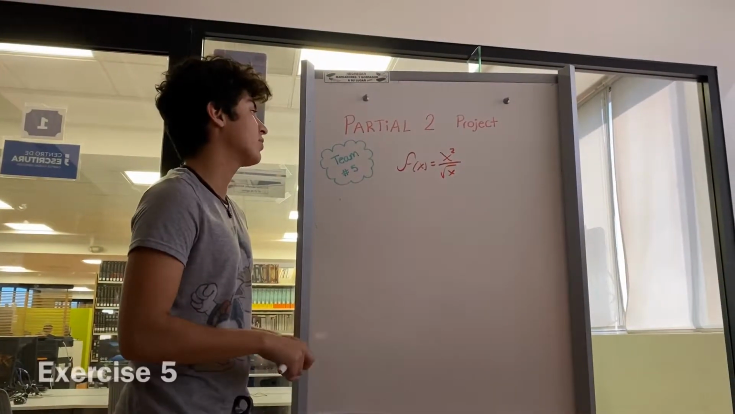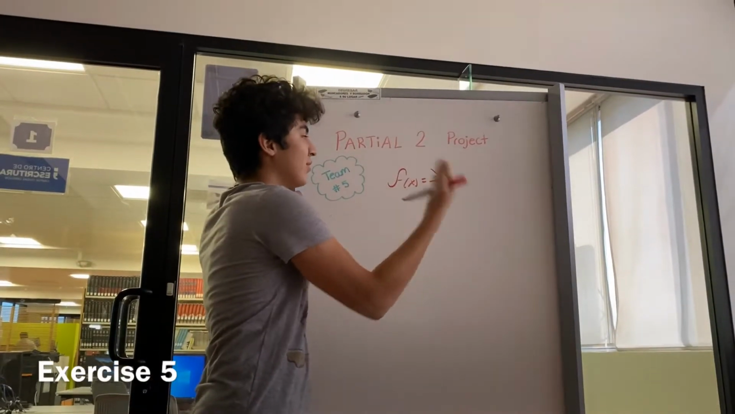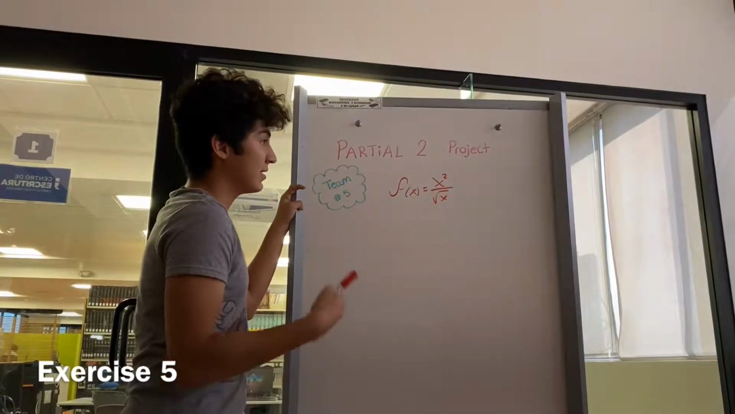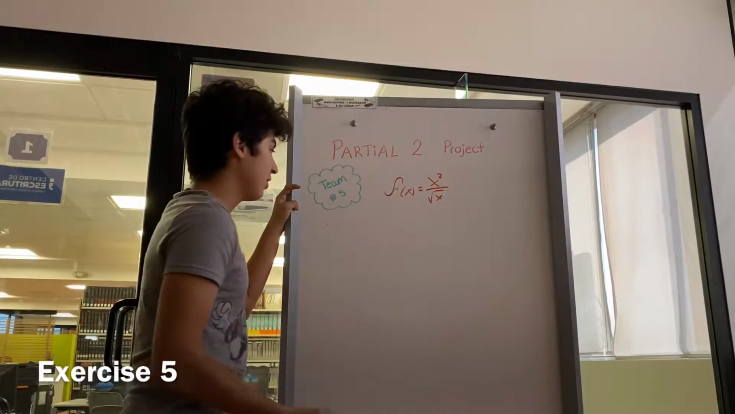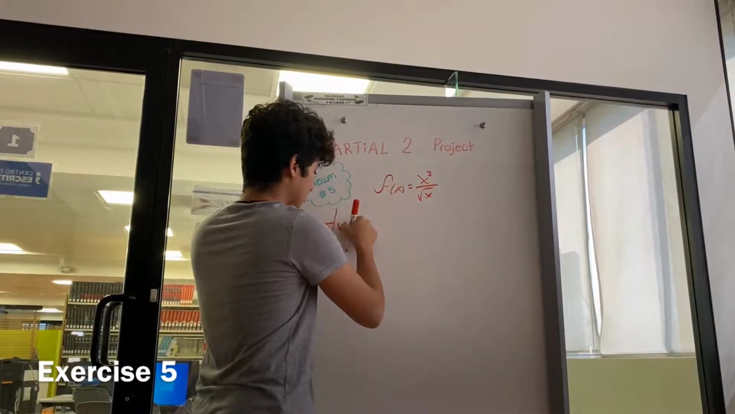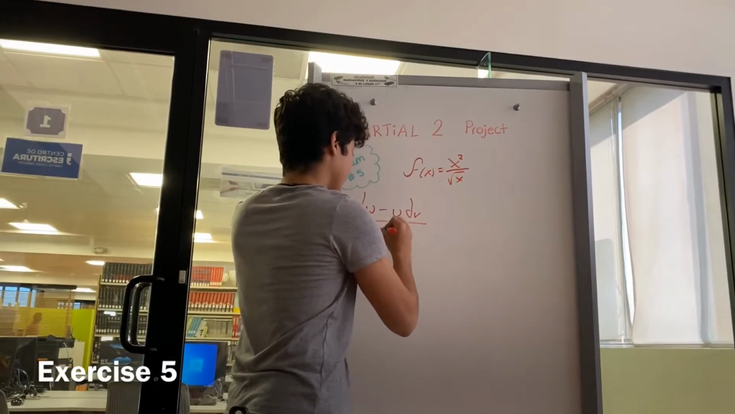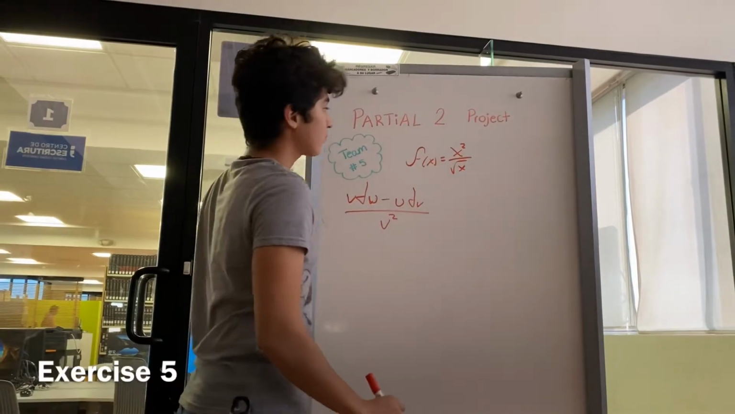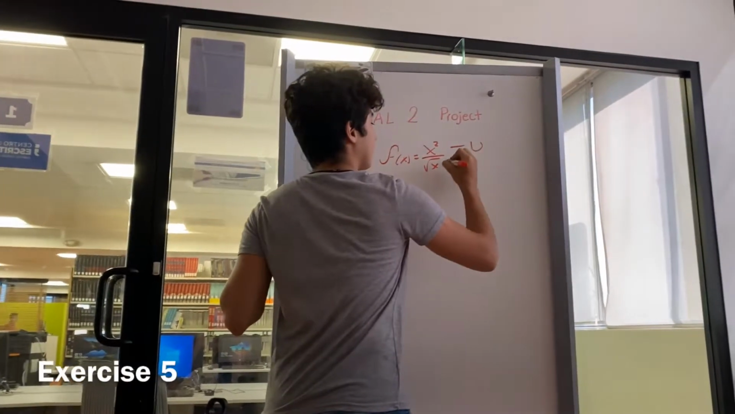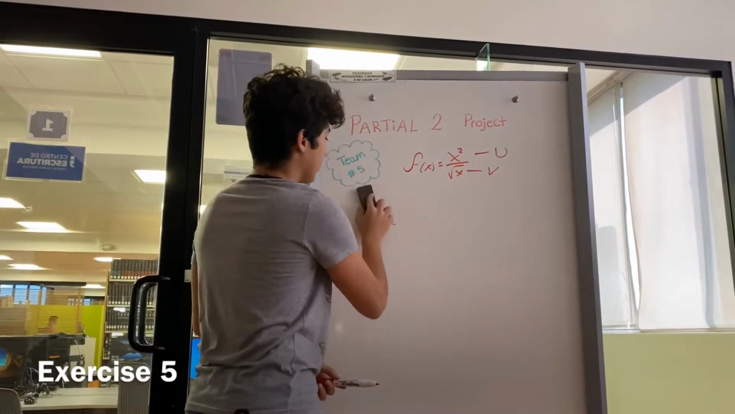Now I'm going to explain how to derive this expression, which is x to the power of 2 over x squared. For deriving this expression, we're going to use the quotient rule, which is b times the derivative of u minus u times the derivative of b, over b to the power of 2. So this is going to be my u, and this is going to be my b.